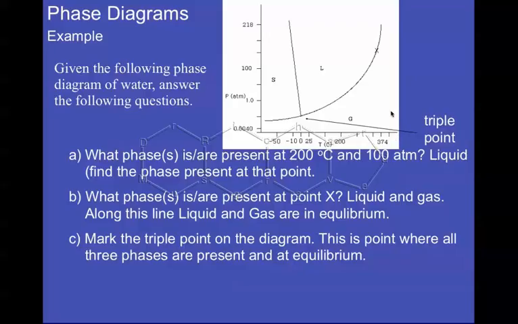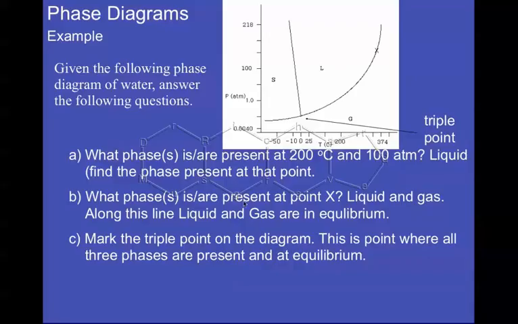Alright, so let's see what kinds of questions we need to be able to answer about this. Well, what we'll see is we've got: what phases are present at 200 degrees Celsius and 100 atmospheres? What we do there is we look for 200 degrees Celsius and 100 atmospheres, and you can see that water would be a liquid at that point.